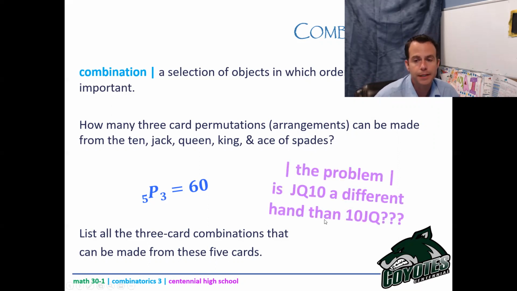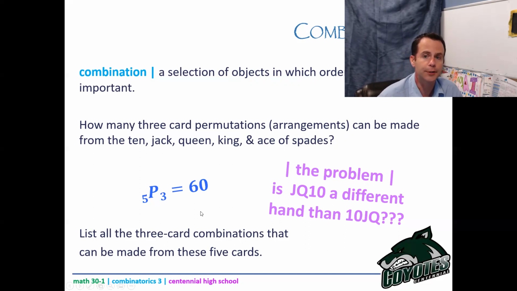The problem is this. If I had a Jack, a Queen, and a 10 in my hand, or I had a 10, a Jack, and a Queen in my hand, that's not a different hand. So the order of how those cards are placed in my hand doesn't actually change the hand that I have. So what I want you to do is try and draw them out, just like we did yesterday with the green chairs and the blue chairs, and see how many you can come up with. So pause me for a sec and try that.